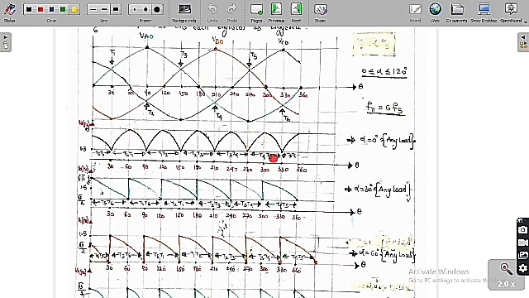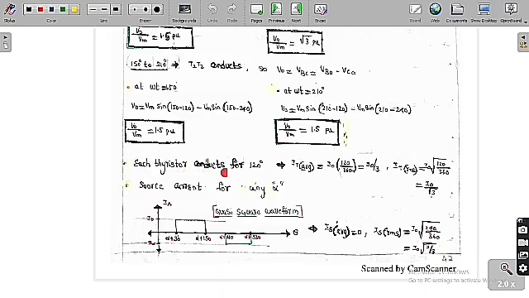So like this, this is the output voltage we are going to get when alpha is equal to 0 for any load. This is the waveform we are going to get. Each thyristor conducts for 120 degree. You can see clearly each thyristor is going to conduct for 120 degree.